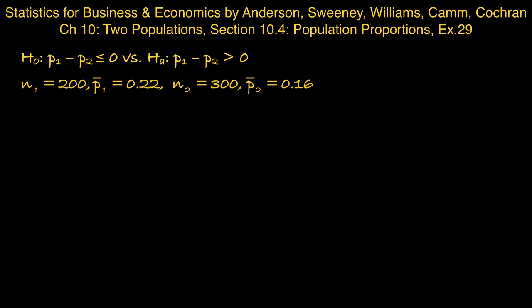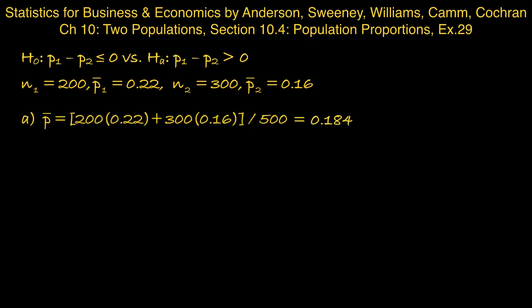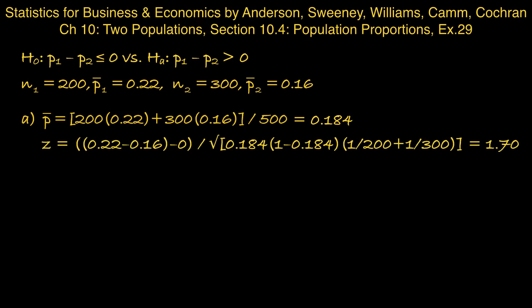Part A, what is the p-value? So the first step is to calculate the pooled estimator of p bar, and plugging the numbers into the formula, we obtain 0.184. The next step is to calculate the z test statistic, and again we just plug in all those sample values into our formula and obtain the value 1.7 for the test statistic.